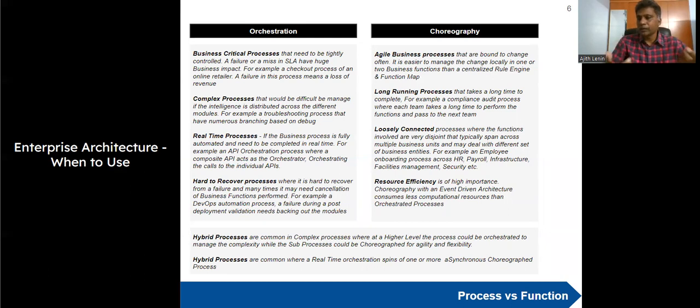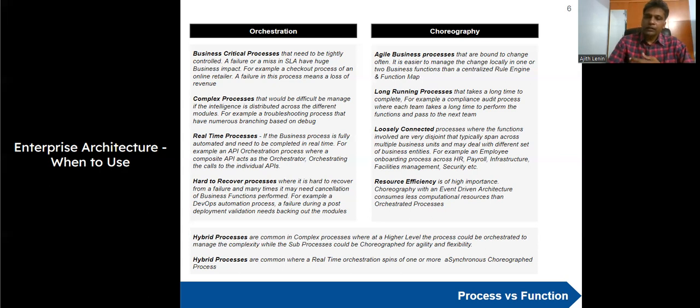Like, typically, the checkout process of an online retailer. The checkout process is a critical process where failure on the checkout means loss of sale. So those kinds of things will typically go by orchestration. Anything that is very complex, where rules distributed across multiple different business functions and modules would be very hard to manage, those scenarios will typically go with an orchestration layer.